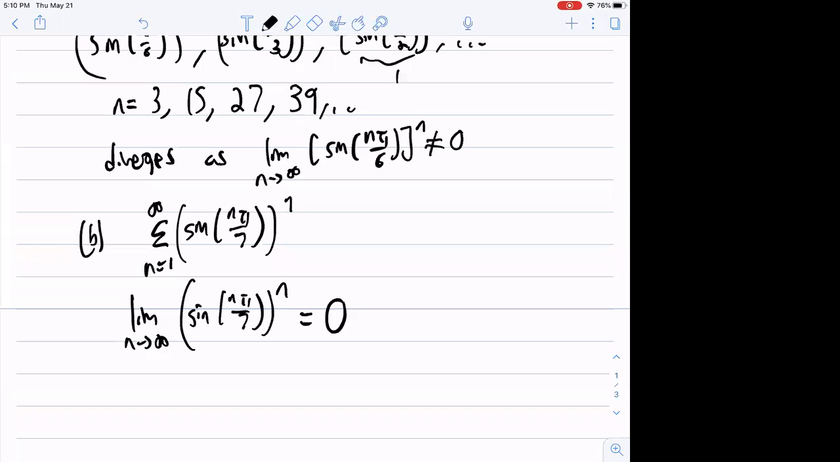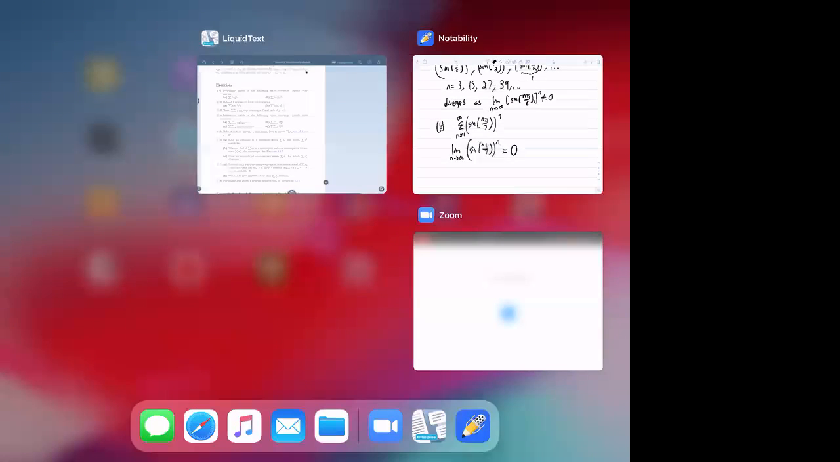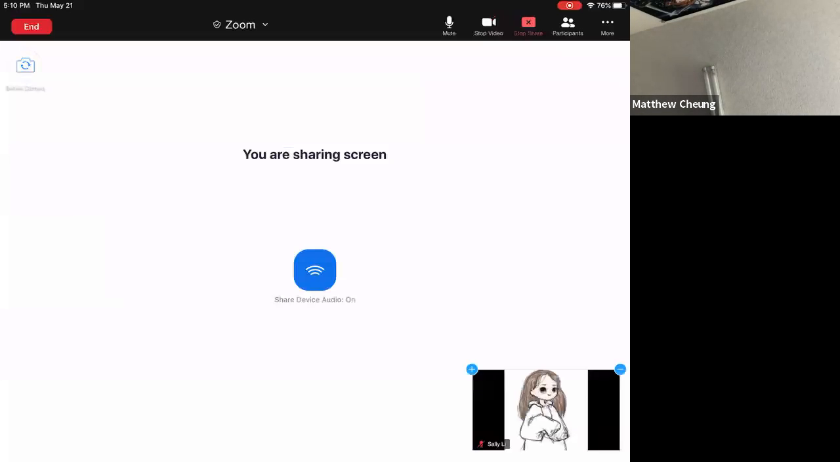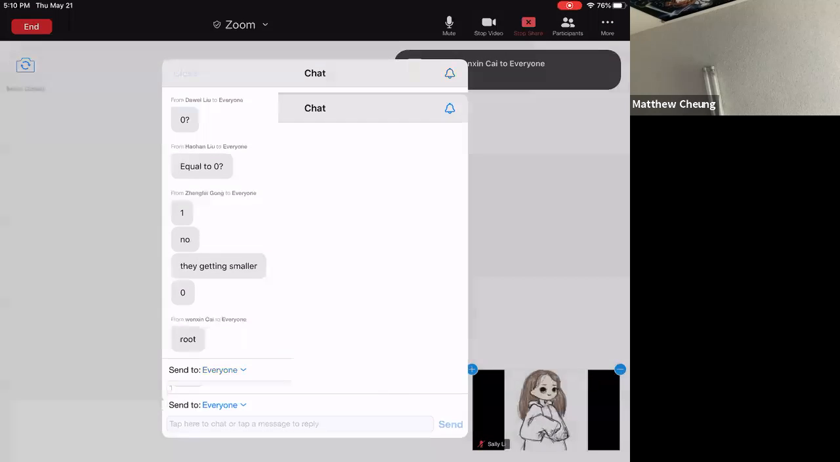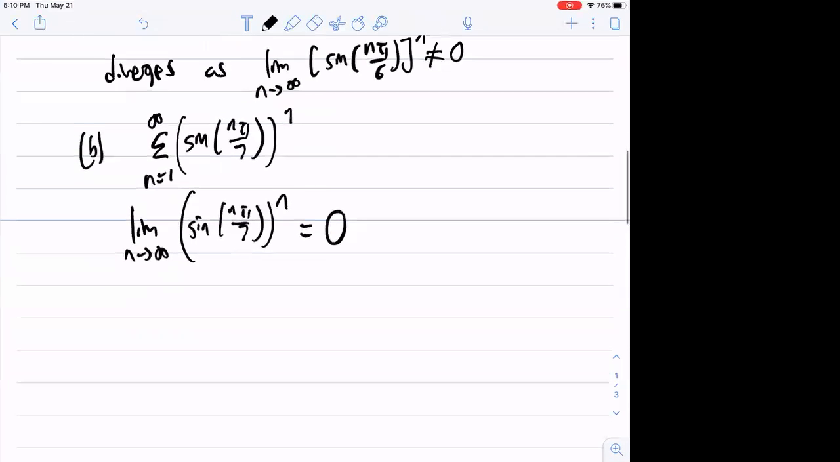So what tests do we have for nth powers of things? What test is there? How do I get rid of the nth power? Yeah, there's a root test, right? So let's take the nth root. Remember, we take the lim sup of the nth root, and if it's smaller than 1, it converges.